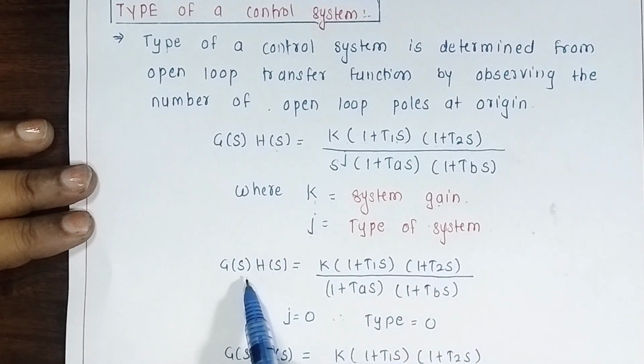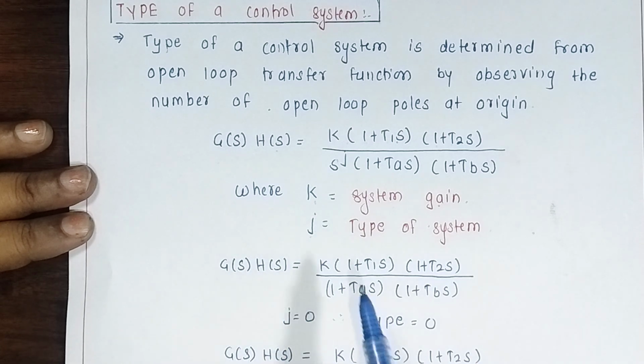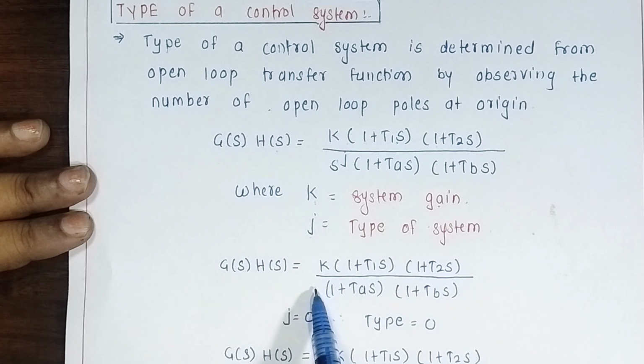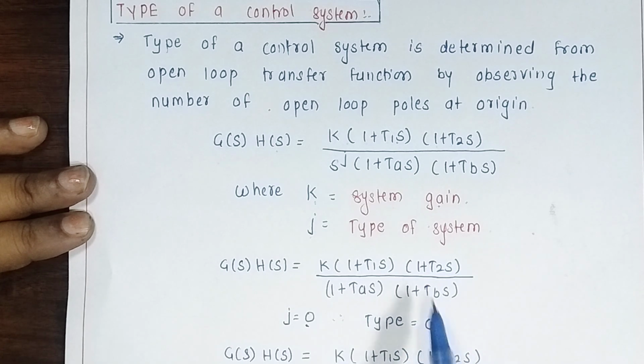Now look at this equation: G(s)H(s) = K(1 + T1s)(1 + T2s) / ((1 + Tas)(1 + Tbs)). In this case, the s term is not present in the denominator. That's why we can consider s raised to 0. So s raised to 0 means j = 0, and therefore the given open loop transfer function is of type 0. So the given transfer function is a type 0 system.